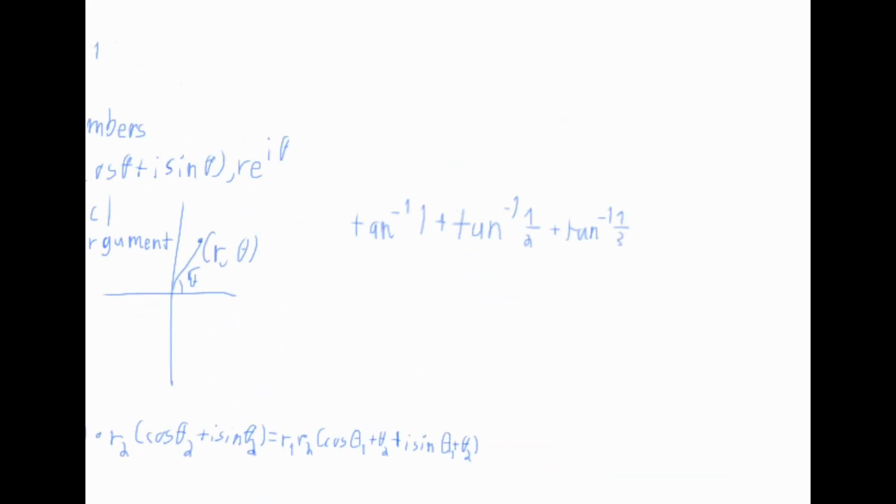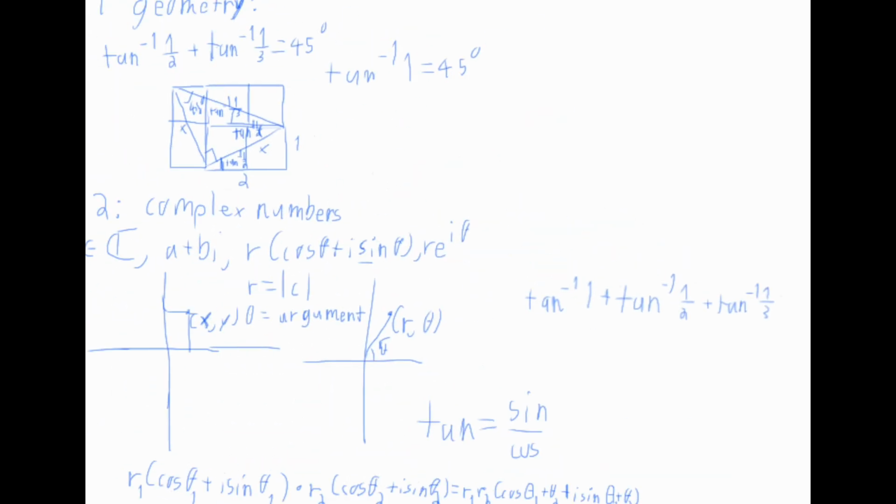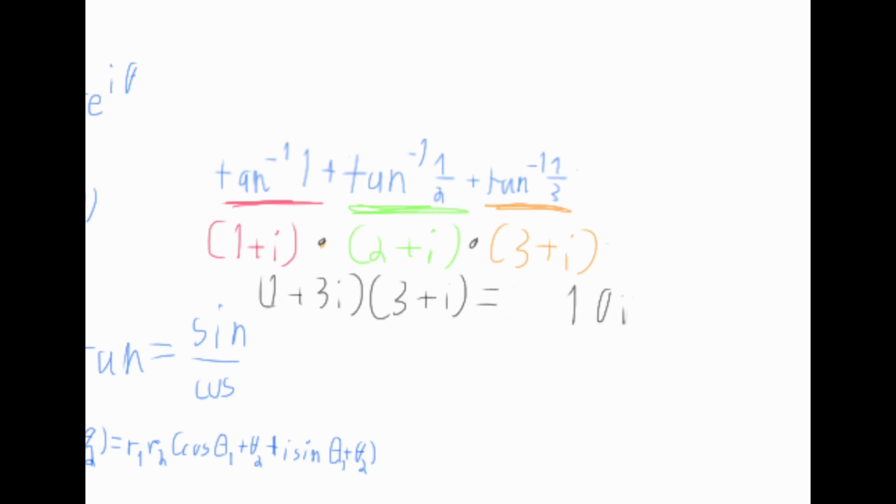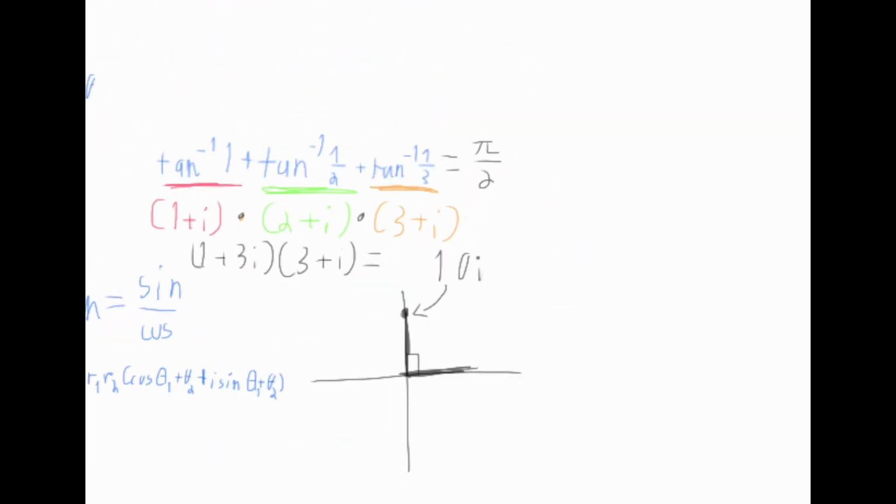Since tangent is the ratio of sine to cosine, it is the ratio of the imaginary part to the real part, ignoring the i. For arctangent 1, we find the complex number with imaginary part to real part equal to 1, which can just be 1 plus i. For arctangent 1/2, we use 2 plus i, and for arctangent 1/3 we use 3 plus i. Multiplying these three numbers gives us 10i, which lies here on the complex plane. Thus, the angle is 90 degrees, or pi over 2 radians.